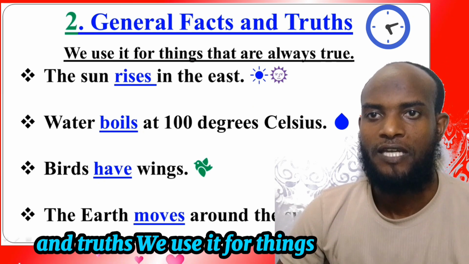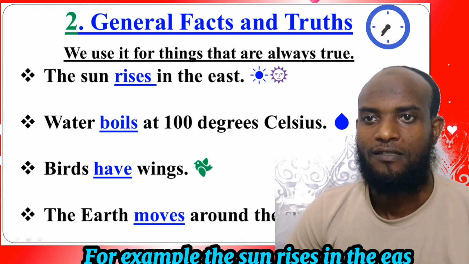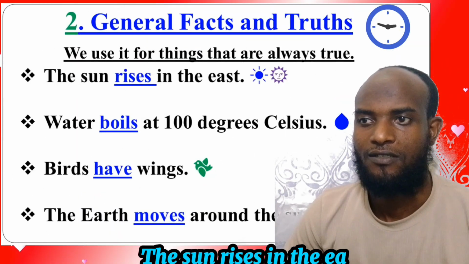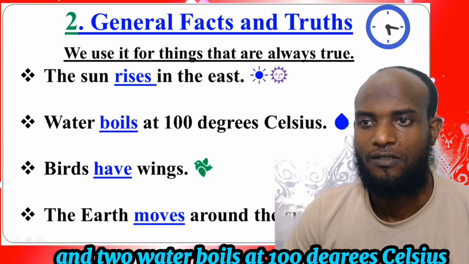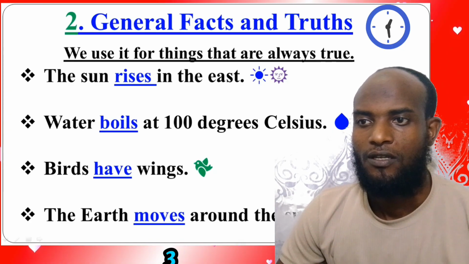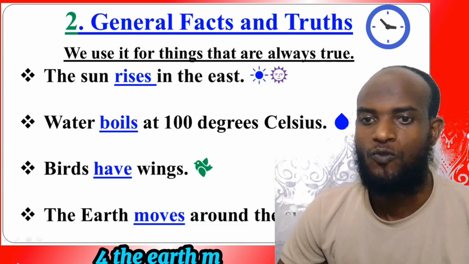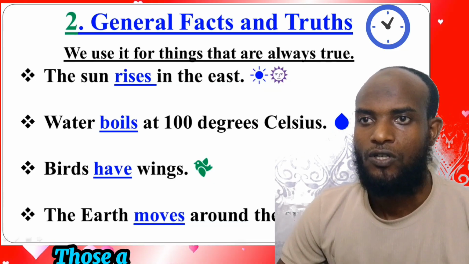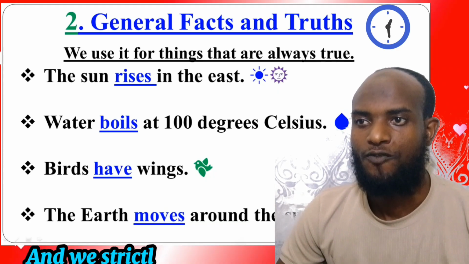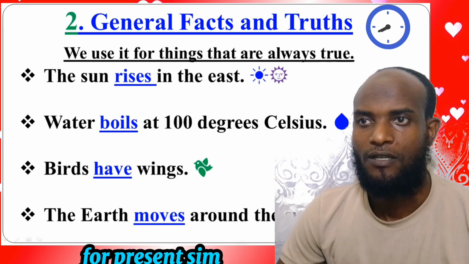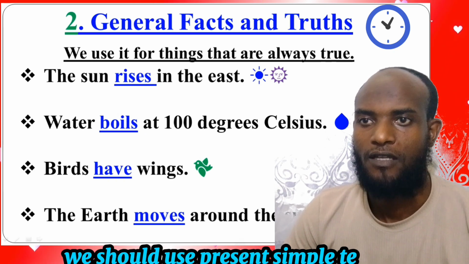Now, the second situation is for general facts and truths. We use it for things that are always true. For example, the sun rises in the east. Second, water boils at 100 degrees Celsius. Third, birds have wings. Fourth, the earth moves around the sun. Those all are general facts and truths, and for such situations we should use present simple tense.